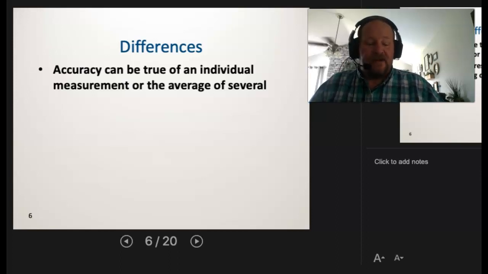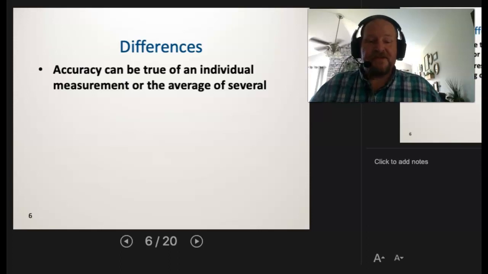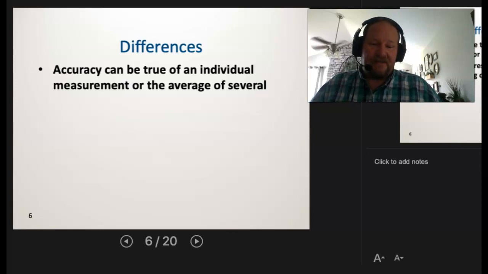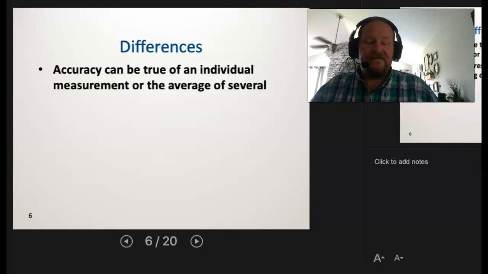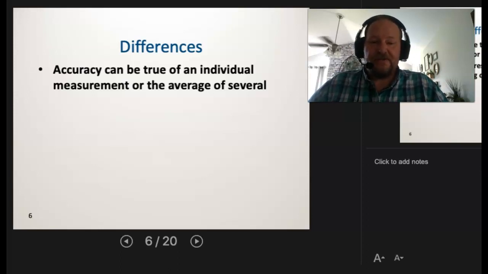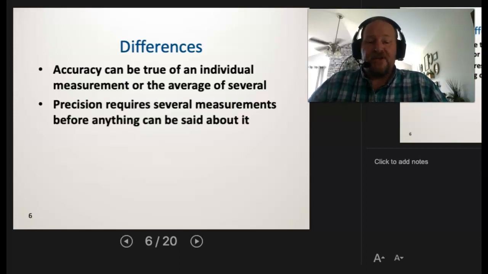So again, we can look at each individual student, or we could take the sum of all of those measurements and take the average. So now we'll take that 3.9, we'll take the 4, and we'll take the 4.5. We average them out and we get like 4.2 something. And we say, okay, is that accurate? So again, we can look at the accuracy of several measurements or a single individual measurement. For precision, you have to have several measurements.